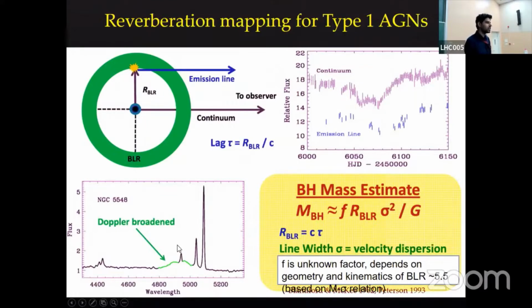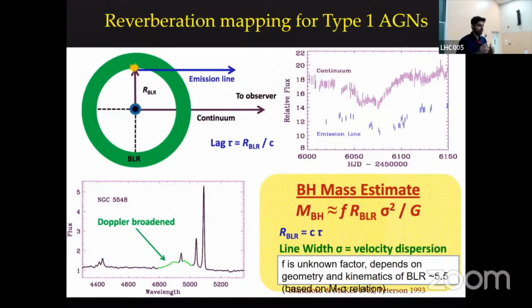And since you are doing spectroscopy, you have the spectrum from which you can calculate the FWHM or line width. Then you can use this simple relation: M proportional to f, R_BLR, sigma squared, over G. So almost all things are known here, except this factor f. Now the problem is how we measure the f factor, because it depends on individual objects, their geometry and their kinematics.